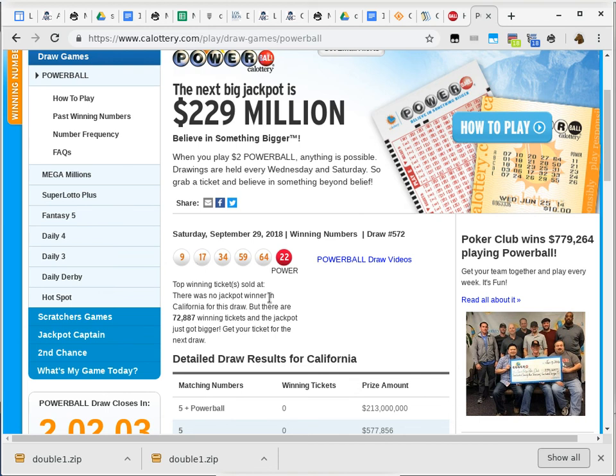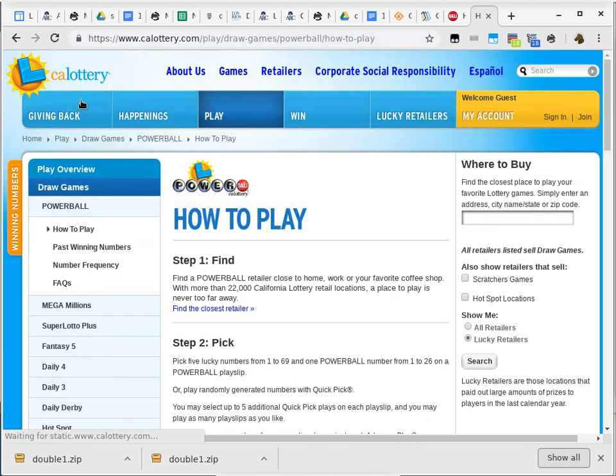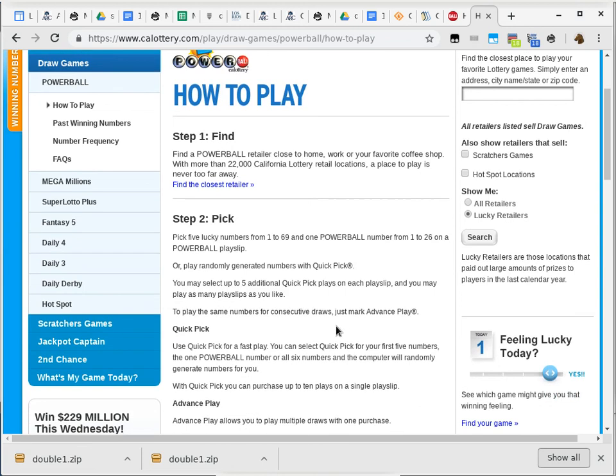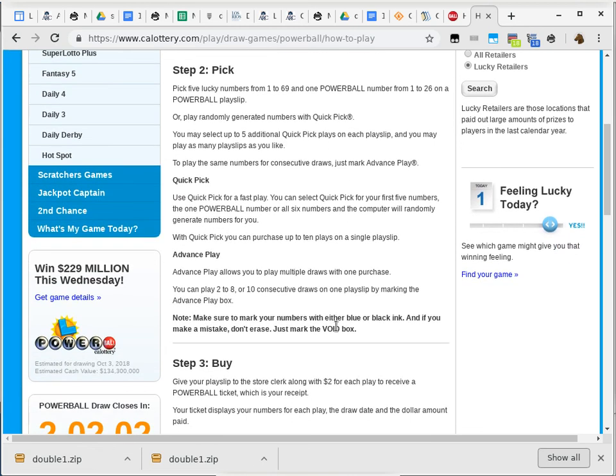All right, where are the rules? Number 3, how to play, there we go. And we have to pick, okay, so right here it's specify the rules. Okay, so how to pick, we have to pick 5 lucky numbers.